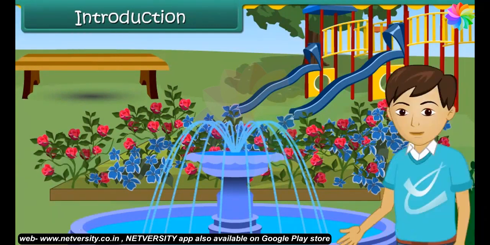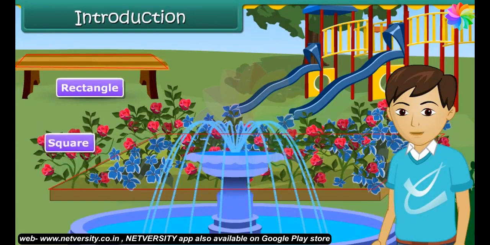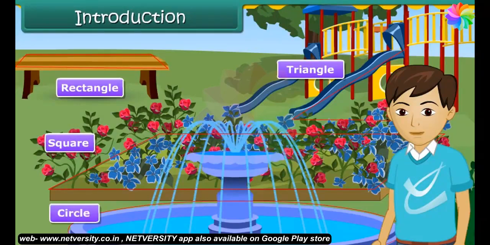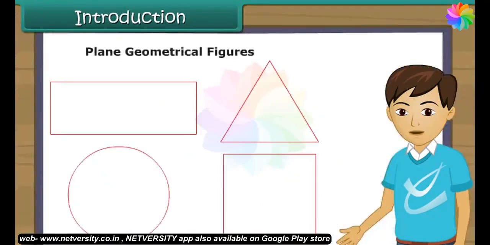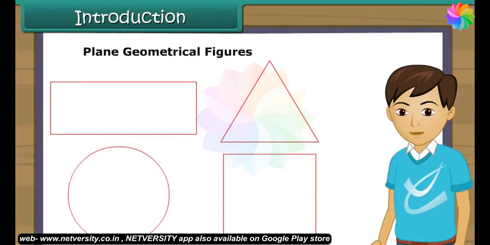Children, now analyze the shapes of different objects in this picture. The shape of the bench is a rectangle. The shape of the flower bed is a square. The slider's shape is a triangle. The shape of the fountain pond is a circle. These are called plane geometrical figures. In this lesson, we will learn the properties of different geometrical figures.